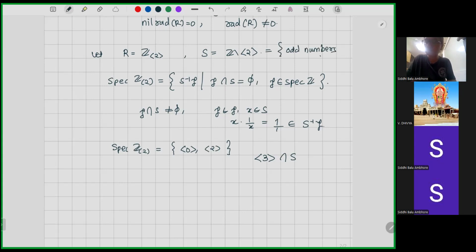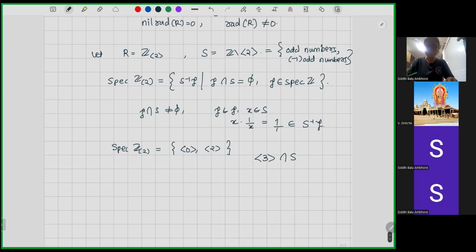Odd numbers in Z. I hope you know what I mean by this. It is odd numbers, or -1 times odd numbers. Let me be explicit. So 3 is there in this ideal, and 3 intersect S is non-empty, right? Because we are inverting all the odd numbers. So for any prime ideal P generated by an odd prime, P intersection S will always be non-empty. So that's why spec Z2 contains only these two ideals, 0 and 2.